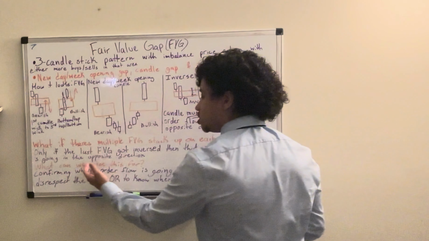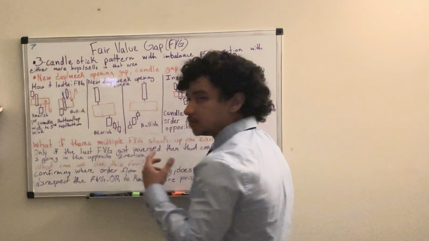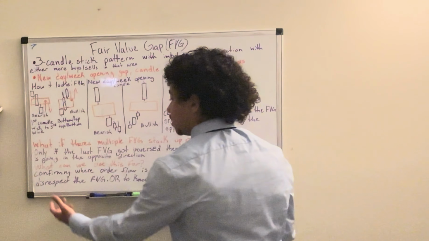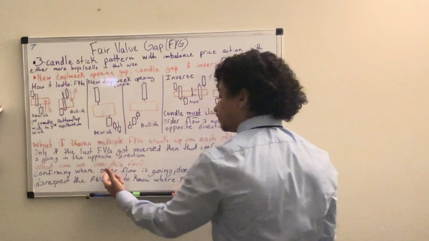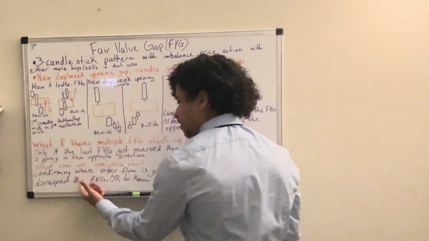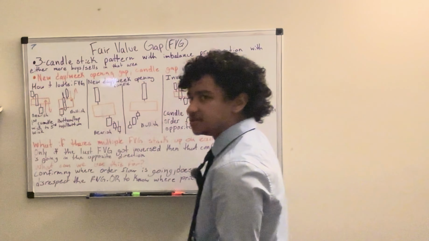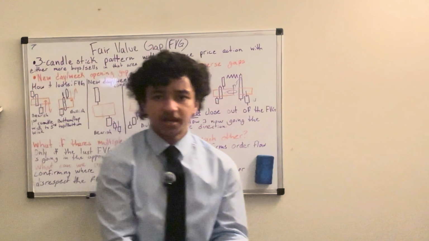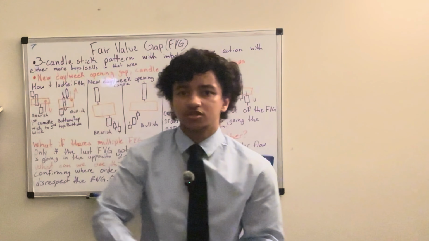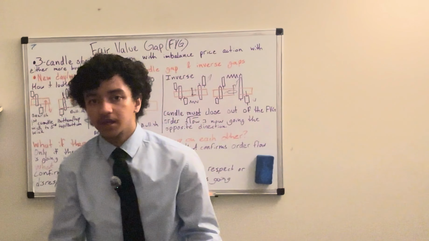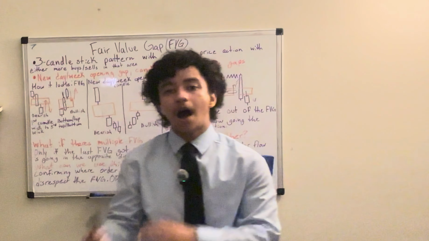Now, what can we use this for? What can we use fair value gaps for? Why is it useful? Well, it's for confirming where order flow is going. Does it respect or disrespect the fair value gap? What happens? Are we respecting that fair value gap or disrespecting it? If we're respecting it, we're confirming order flow is continuing in that direction. If we disrespect it, then we're confirming that order flow is going in the opposite direction.